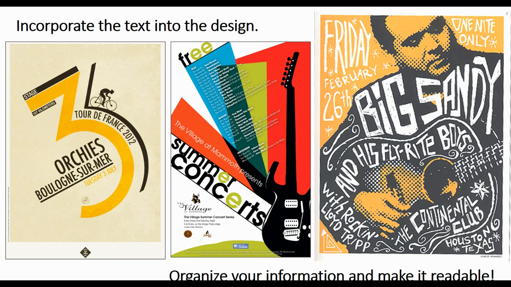You want to make sure that you organize your information and make it readable. Like we talked about on the first slide, you need to think about what's most important. The text, the title. So the one on the right, it says Big Sandy, that's the title. Then the date, the place, that's going to be like the second size, and then so on. And things would get smaller as you go, as they're less important.